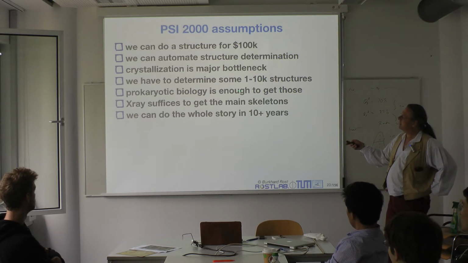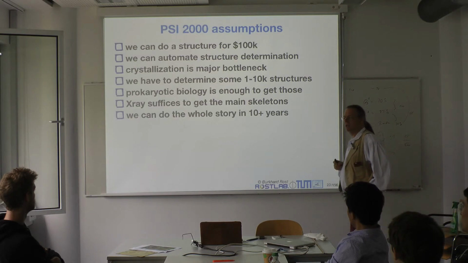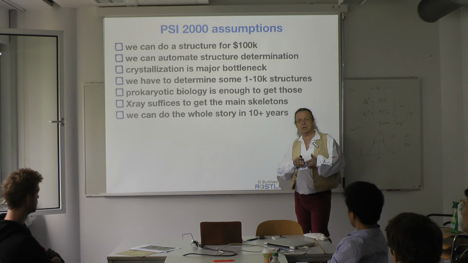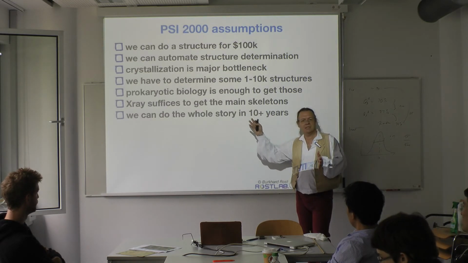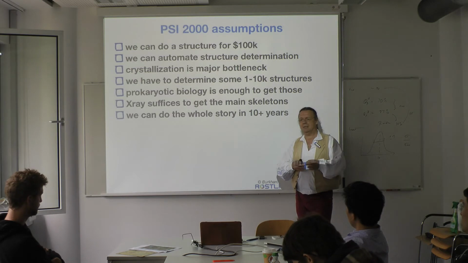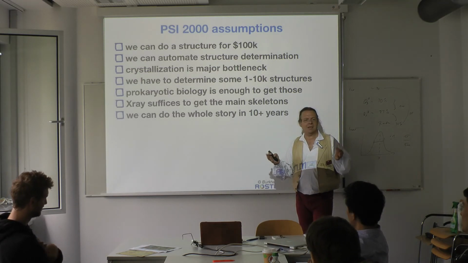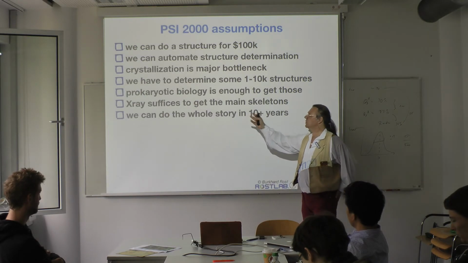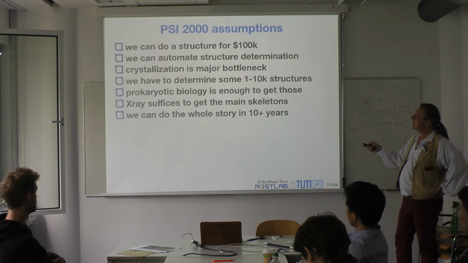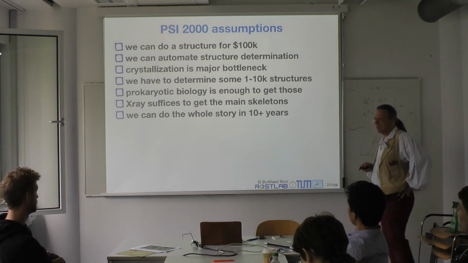The assumption was that prokaryotic biology is enough to get to those. The background here is it's much easier to do a structure for a prokaryote. It begins from the sequencing, gets down to the expression, purification, crystallization. Every step of the way is 10 times easier for prokaryotes than for eukaryotes. So the hope was that all the islands have a prokaryote on them, and that then the rest we do by comparative modeling. And that also turned out to be very wrong. Another assumption was that X-ray suffices to get the main skeletons. That is also not quite true. And that started in 2000. We hoped to get the whole story in 10 plus years, and that was absolutely not true.